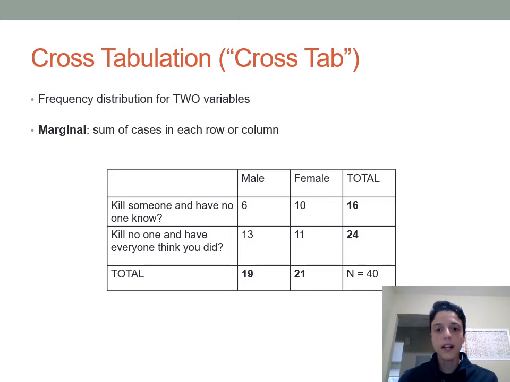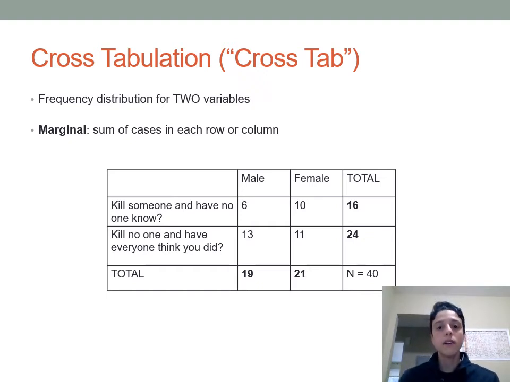If you look at the row below that, 13 males in the class gave the answer that they'd rather kill no one, 11 females in the class gave the answer that they'd rather kill no one, and so 24 people in total gave that answer. So that's what we would call the row marginals, because that's the total number of people in each row.